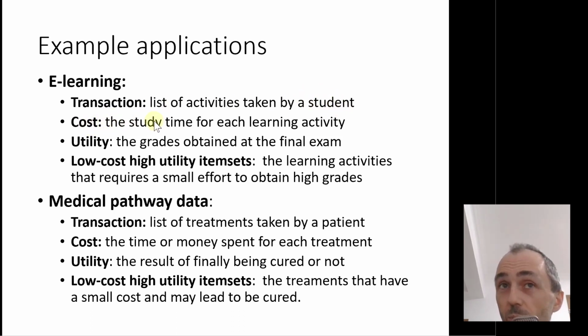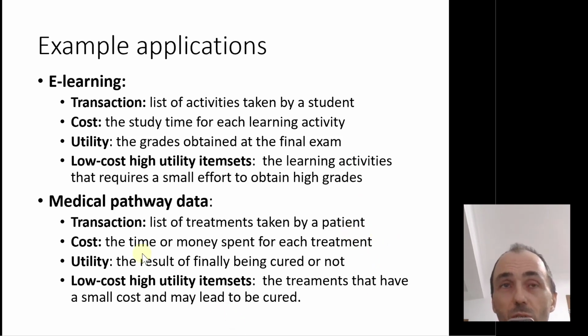Then the cost will be the time that the student takes for each activity, and the utility could be the grades that they obtain at the final exam. So then we could find the low-cost, high-utility item set. That means the activities that don't require a lot of effort, but will help the students to get very high grades, for example, so to study more efficiently.